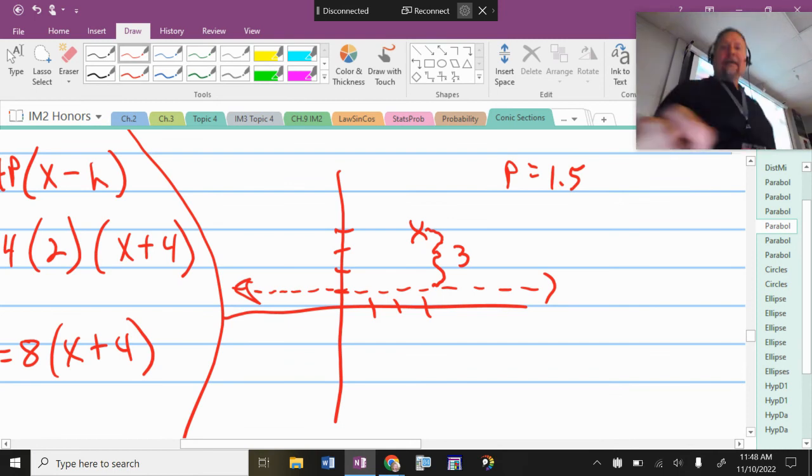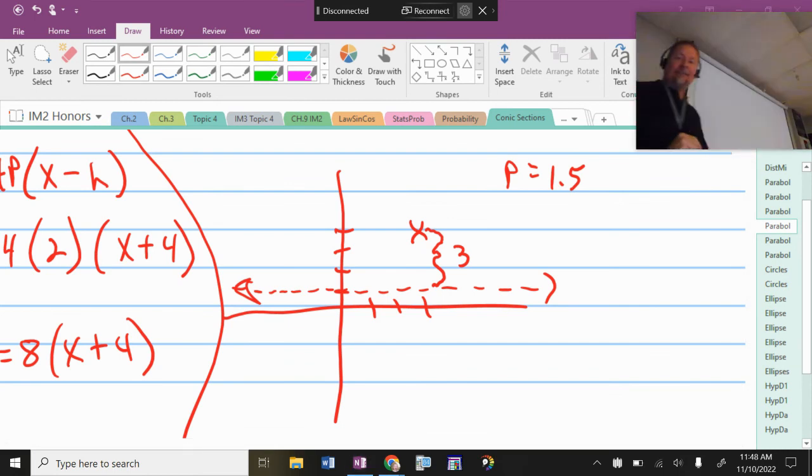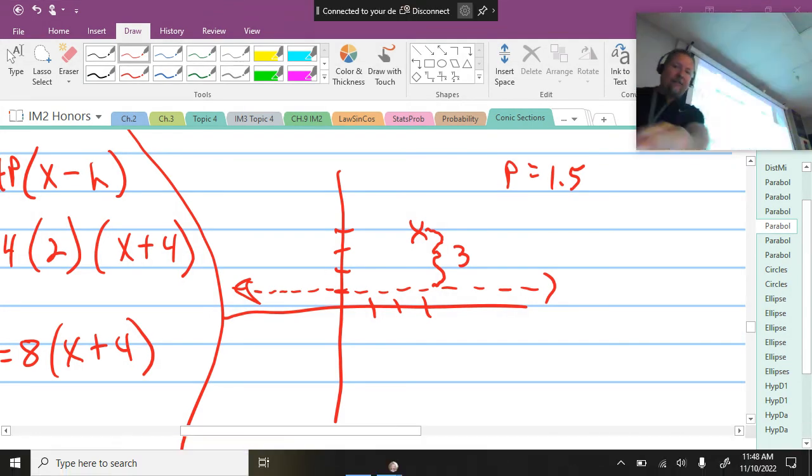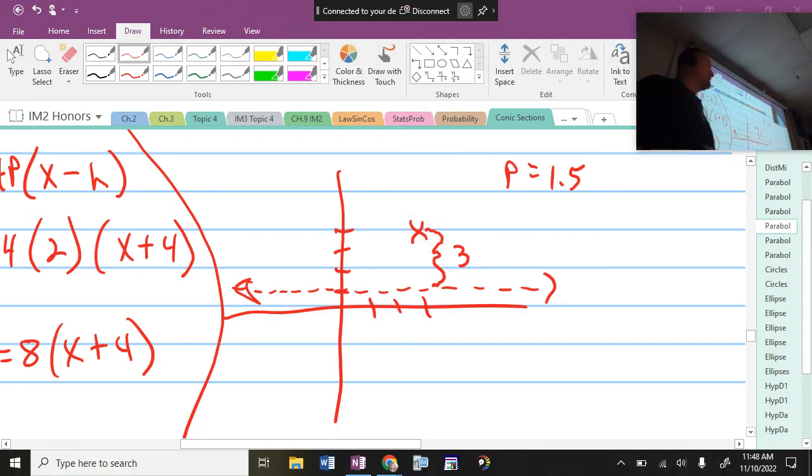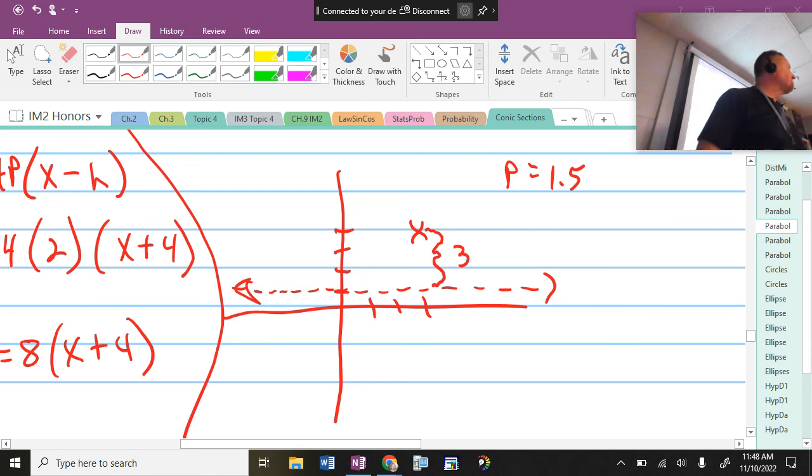I just got disconnected from the screen. I hate that. This happens all the time. I punch the screen all the time because technology drives me nuts.